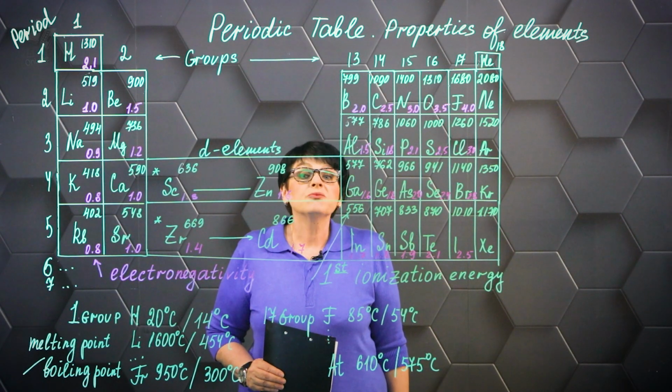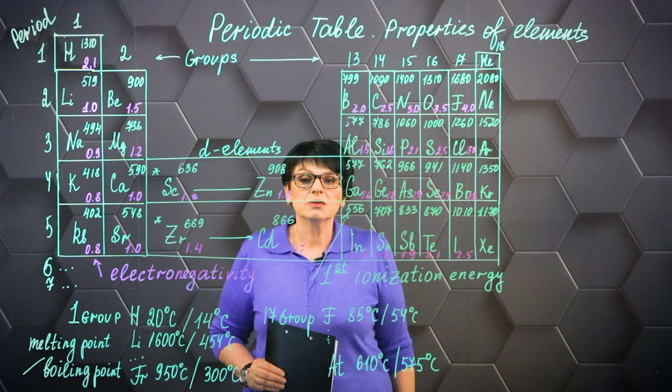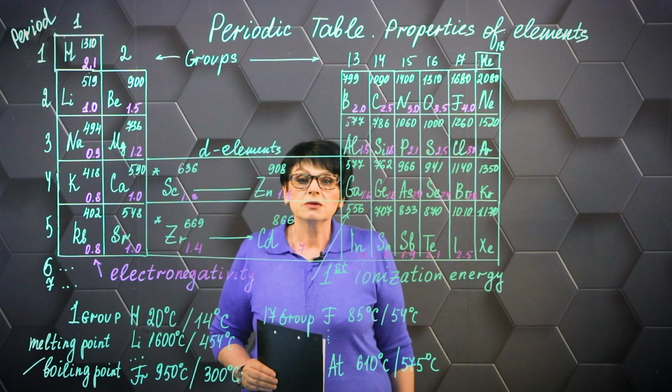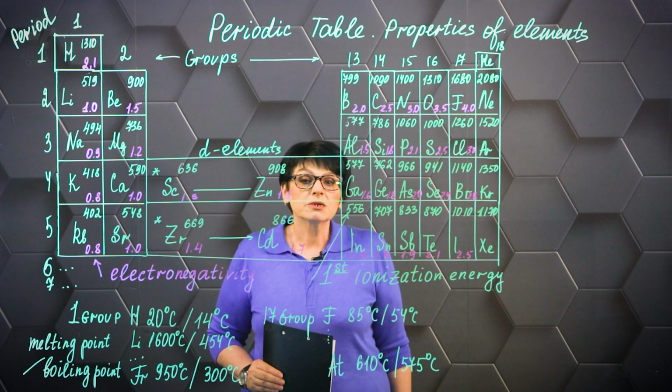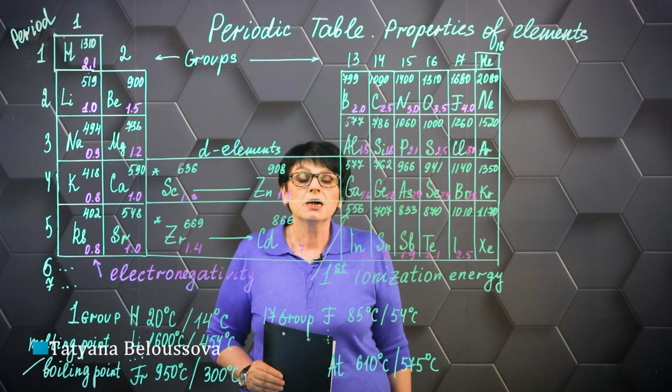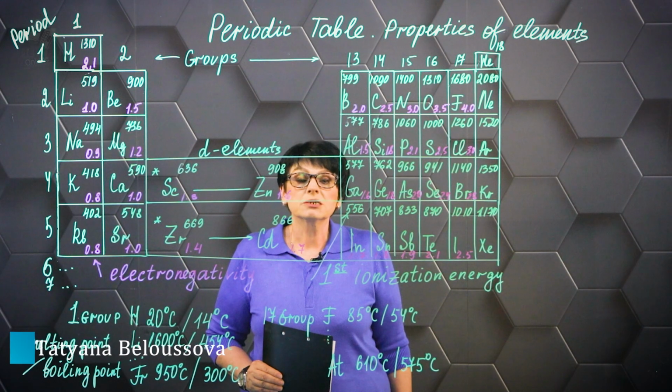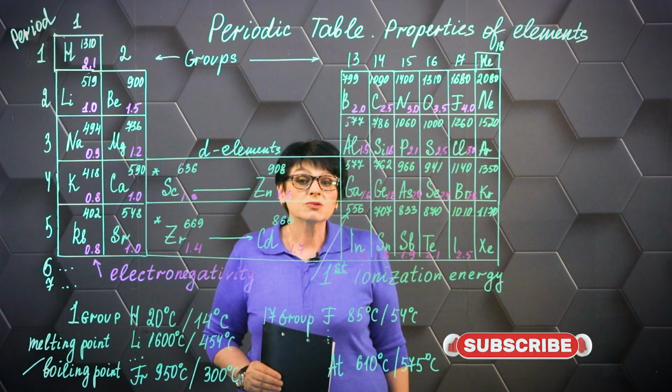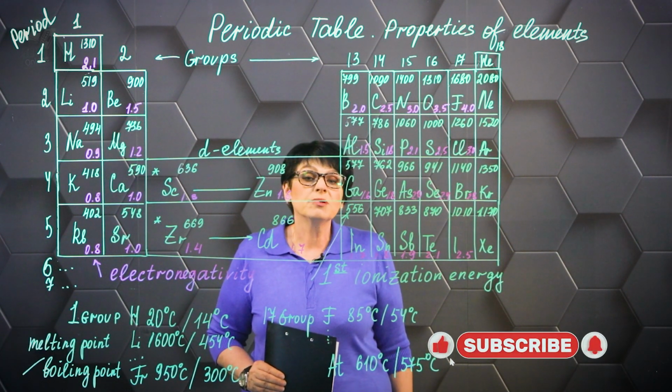Hello, today in continuation of the topic periodic table and properties of elements of this table, we will talk about very important points, such as ionization energy, electronegativity, as well as electron affinity energy, and we will also discuss melting and boiling points.